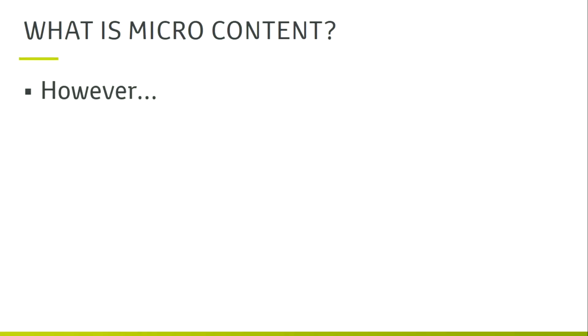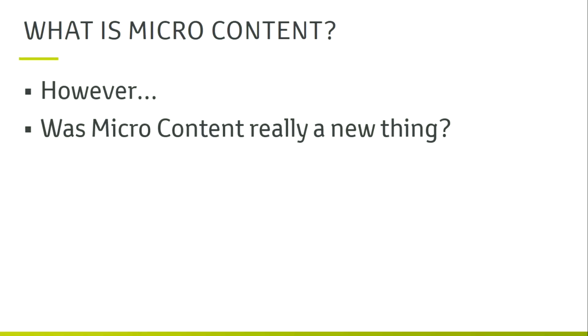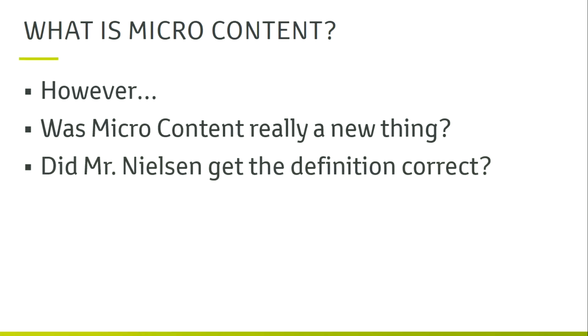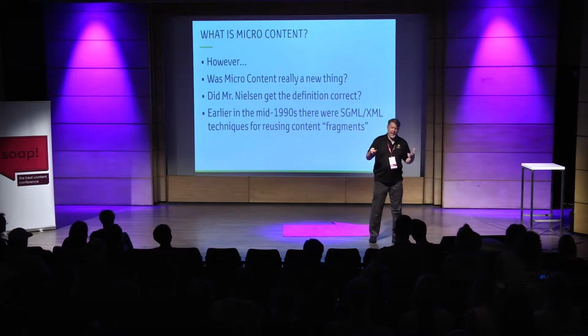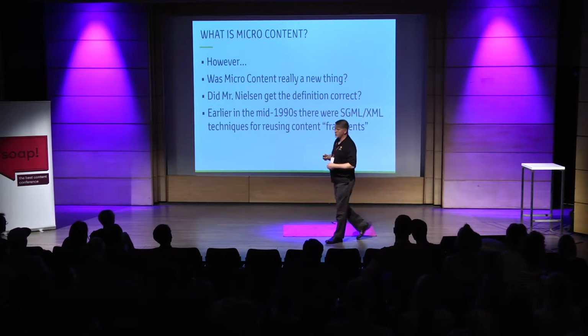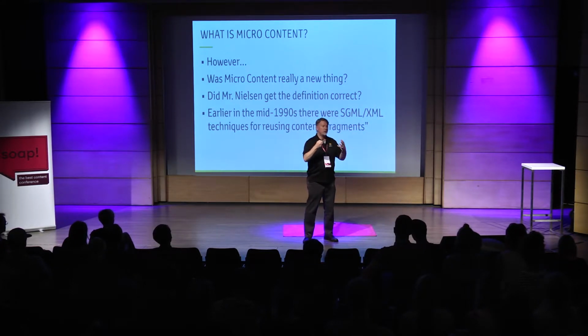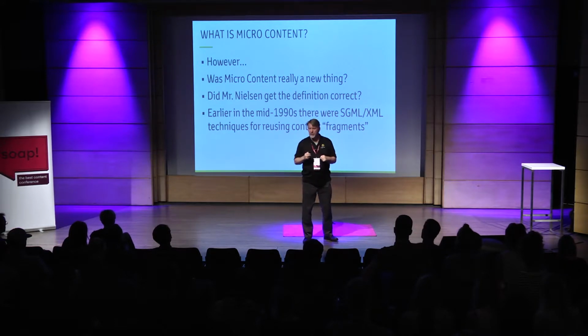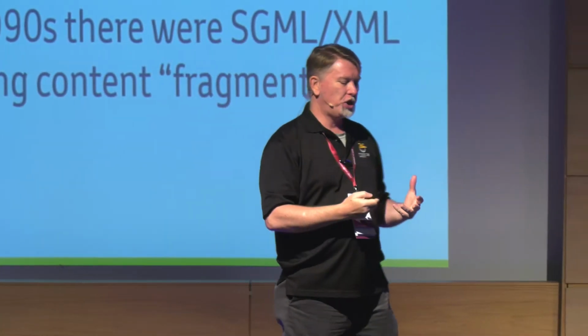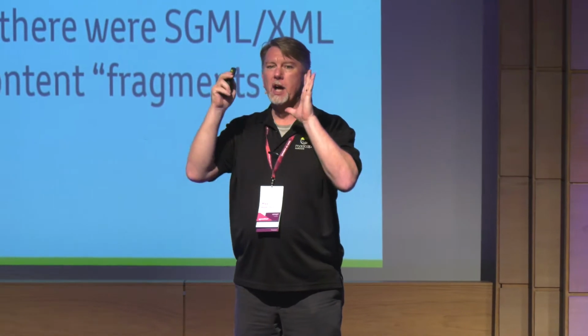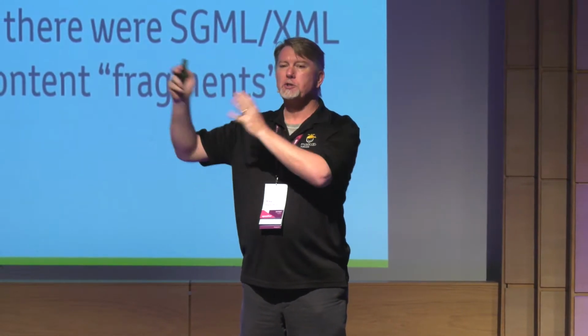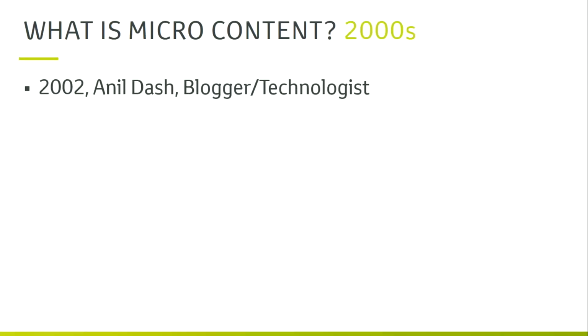But beyond that, was micro-content really a new thing? I mean, even in the mid-1990s, we already had XML systems, SGML systems, content was being written in more modular ways. So again, it wasn't a new thing. It was simply identified as, there are some cool things going to happen with this technology. All right, so enough of the 1990s.